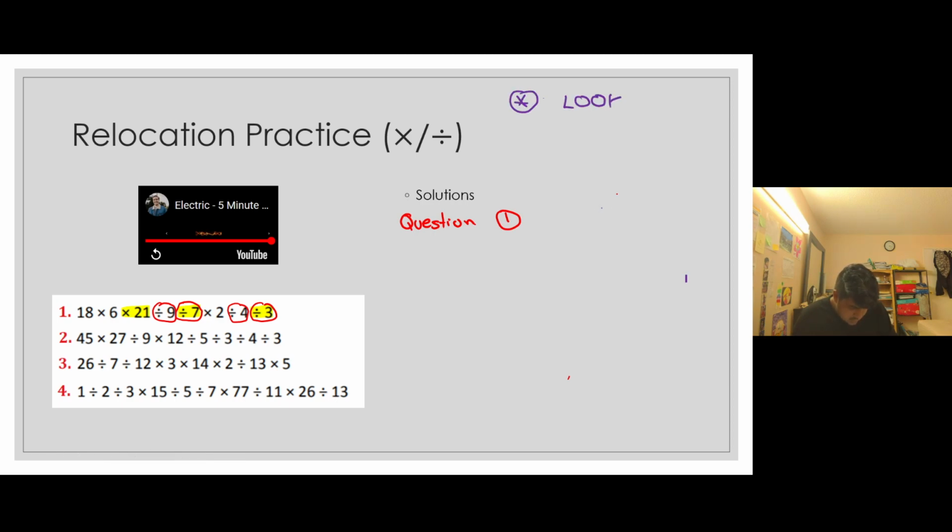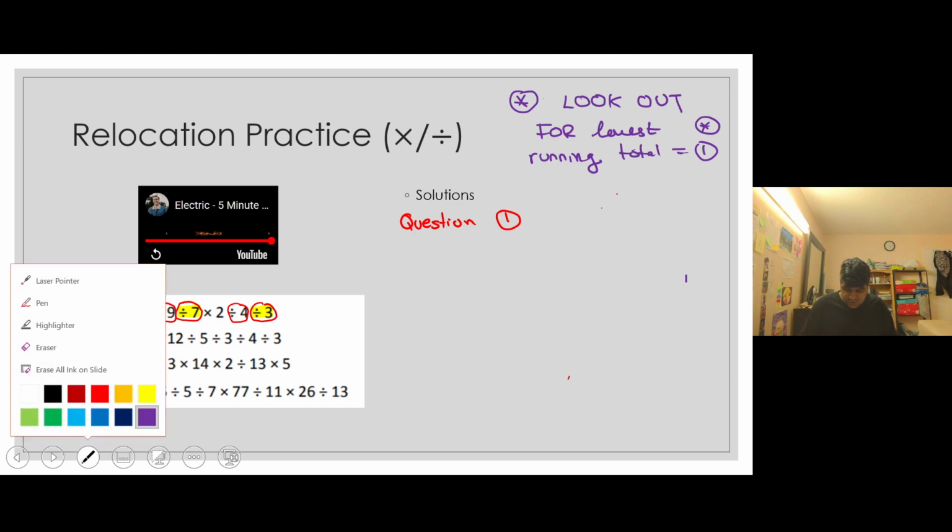Look out for lowest running total equals 1. If you keep that in mind, that's your objective, basically to find all these different lowest running totals that equal 1, it's going to be much easier for you down the road. So I've already found that, so let's go ahead and apply that.